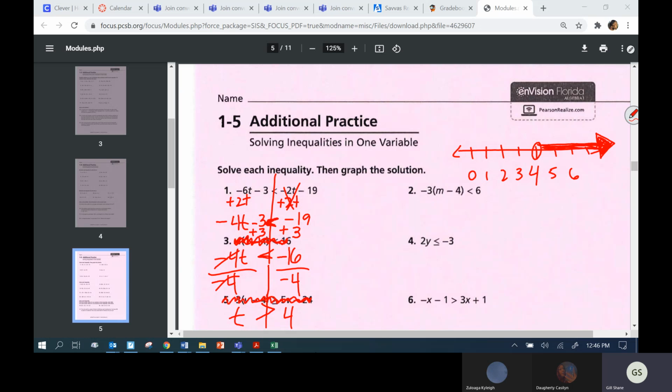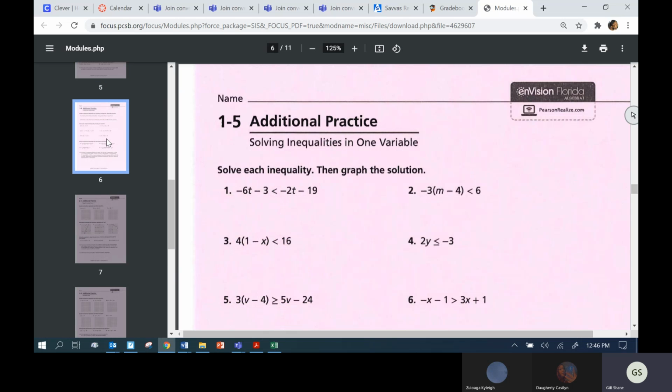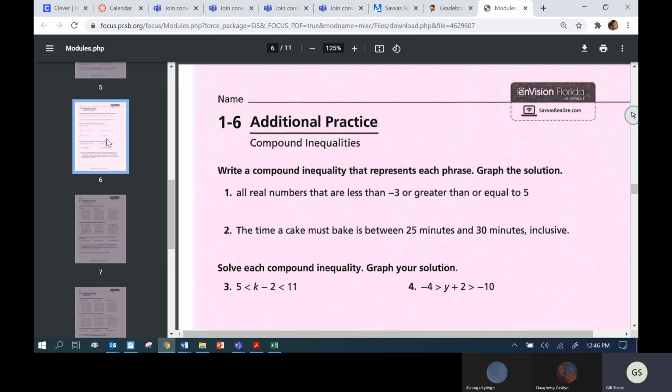So you'll have a few problems on how to do inequalities. You will have some problems on compound inequalities, and you might even have to set up an equation.